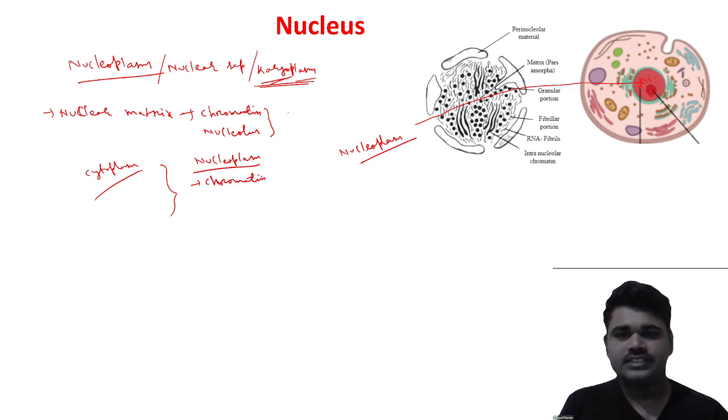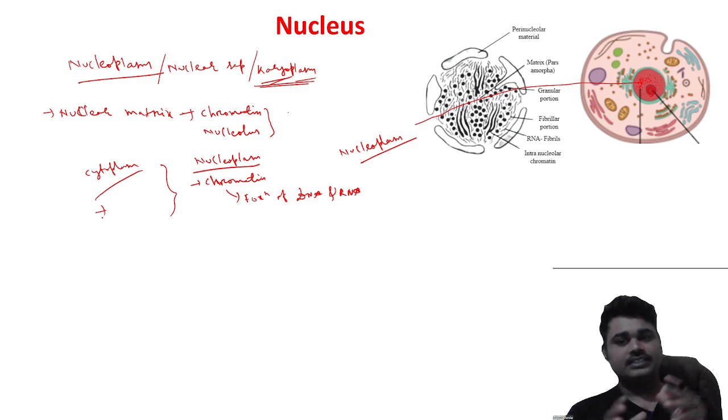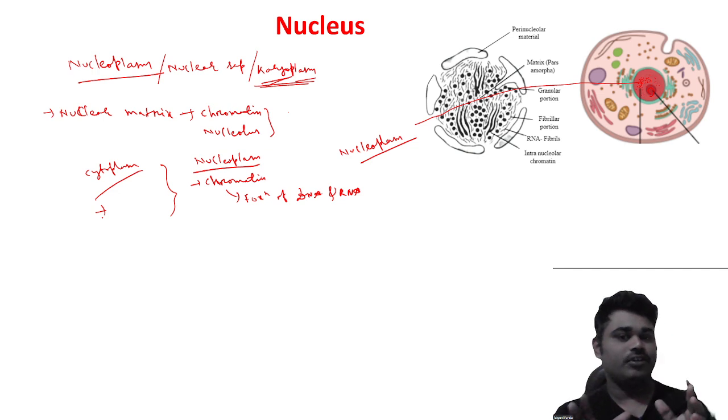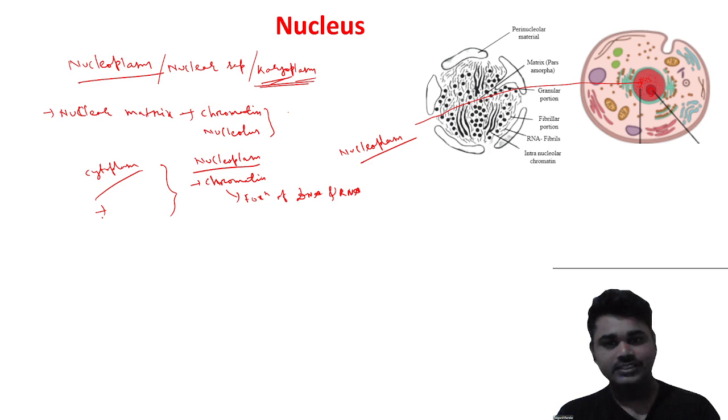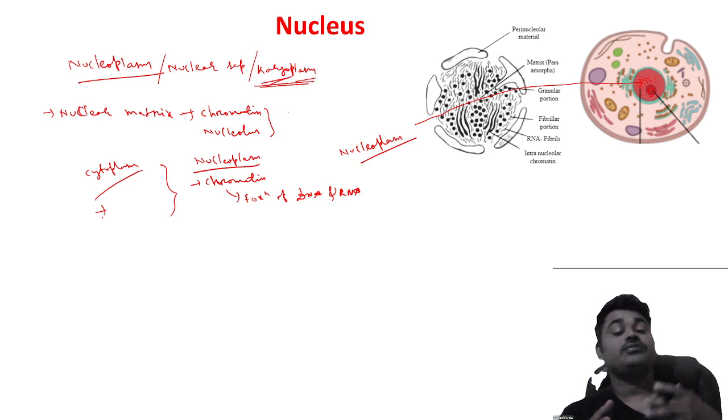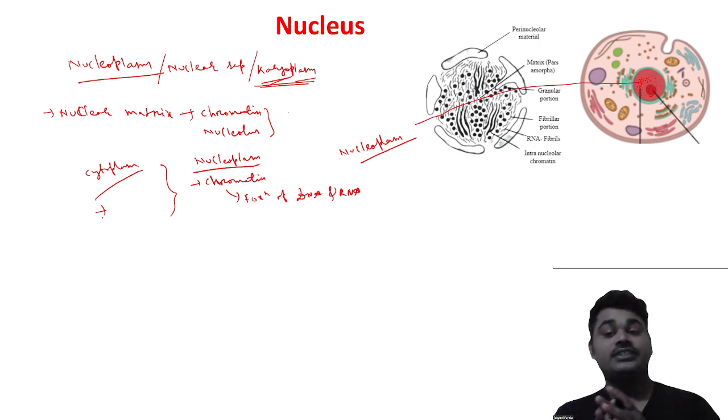and this chromatin structure is present inside the nucleoplasm, and because of the presence of the chromatin, it also helps in the formation of DNA and RNA, which is absent in the cytoplasm. So that is the main difference between the cytoplasm and the nucleoplasm: the chromatin material is present inside the nucleoplasm, and that helps in the formation of the DNA and the RNA, which is absent in the cytoplasm. This is the main difference.